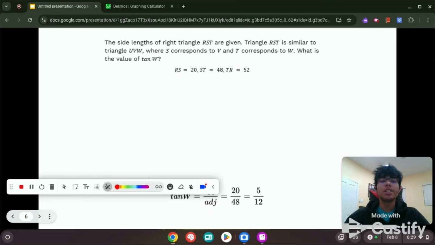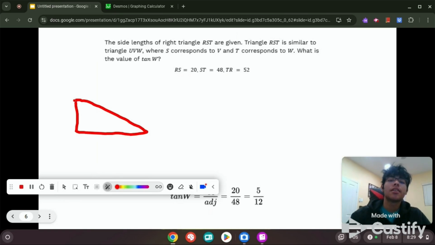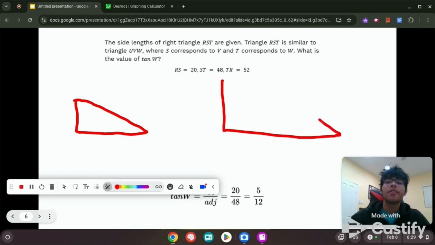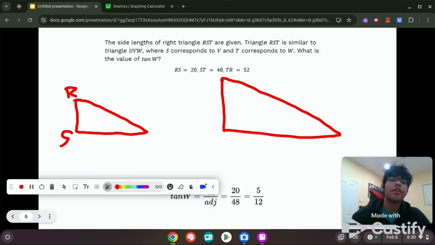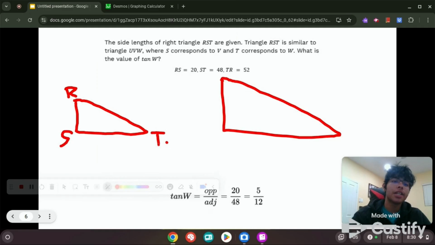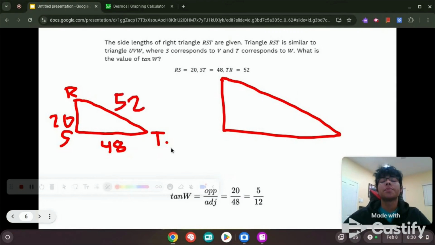So the first thing I would do is draw it out. Let's draw two right triangles. Let's draw a bigger one maybe for here. And then RS is the short side, so let's put R here, S here, T. So we get 20, 48, and 52. And now let's draw the corresponding triangle.